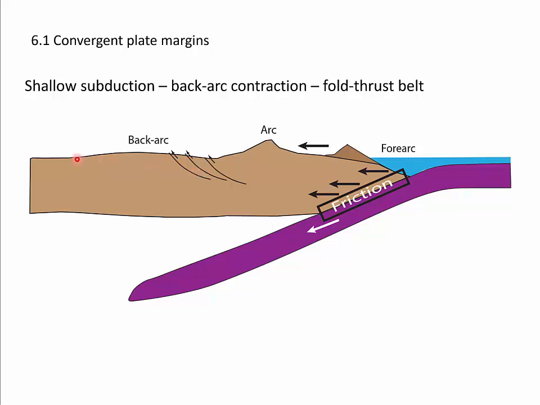We also might form foreland basins further inland as a result of elastic flexing, which is a response to the contraction in the arc and back arc region.